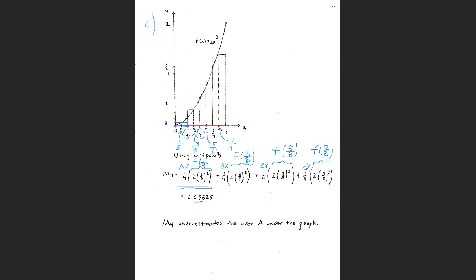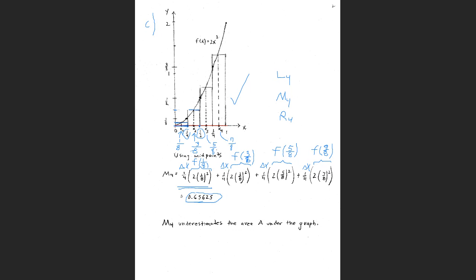All right, so let me ask you this. Here's our midpoint approximation, 0.65625. Based on the picture up here, what do you think does the best job? Would it be L sub 4, M sub 4, or R sub 4? Which approximation seems to work best here?